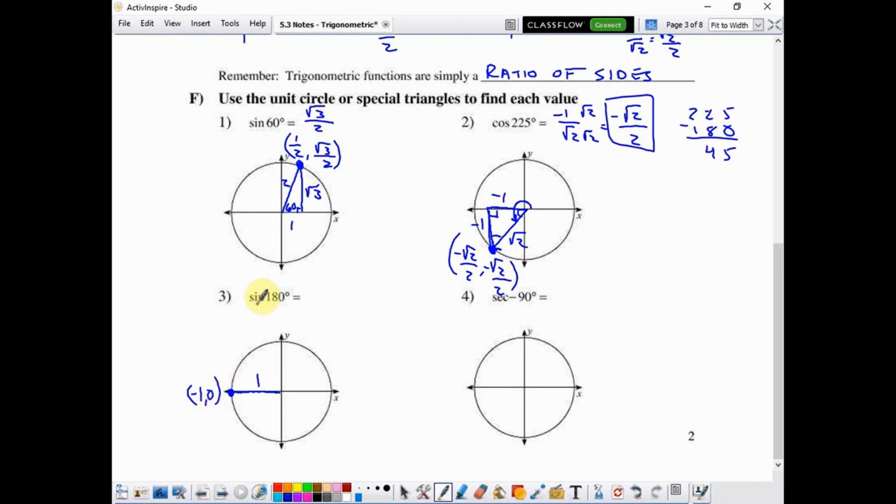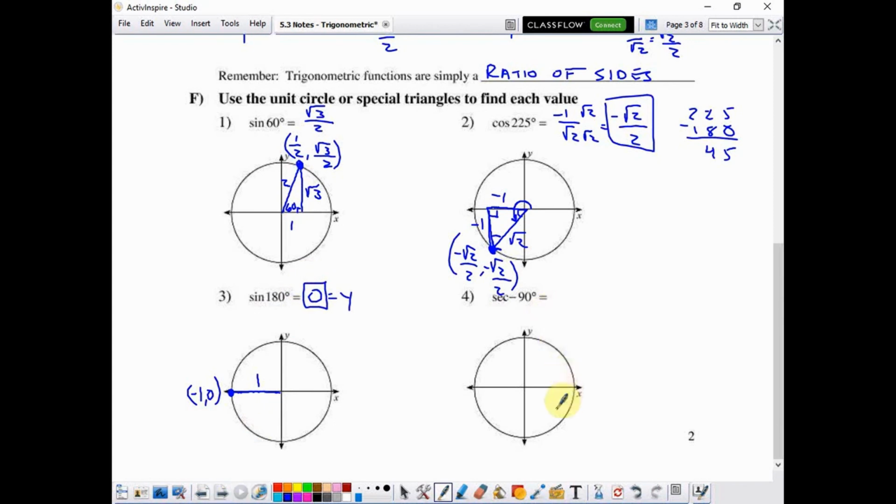So the sine value is opposite over the hypotenuse, which is the y value over the radius. The y value here is 0, so it's 0 over 1, which is 0. So really the sine value is just the y value. So our sine of 180 is 0.